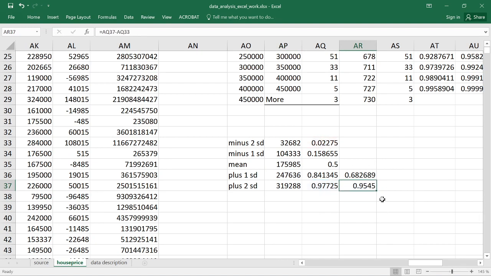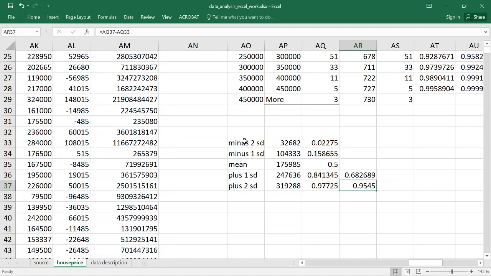We get a probability of about 95%, which is the basis for the second rule of thumb, which says there's about 95% chance of finding values in the range of the mean minus two standard deviations and plus two standard deviations.